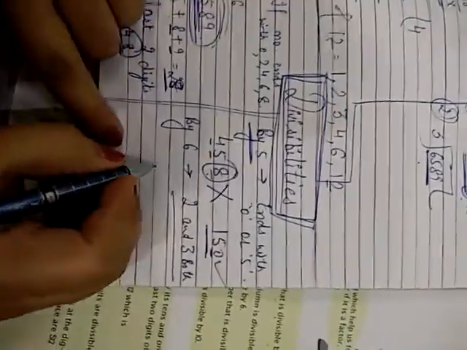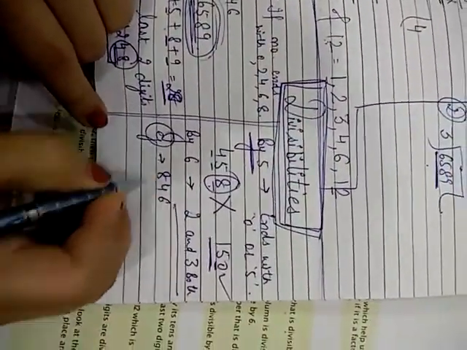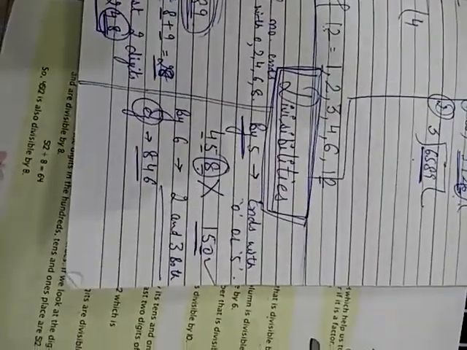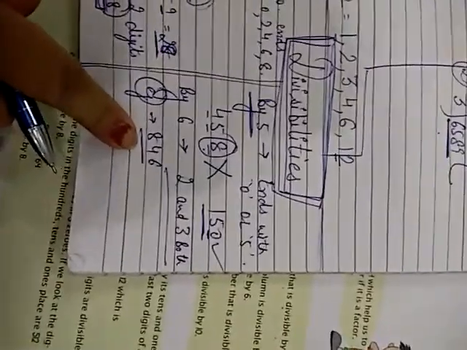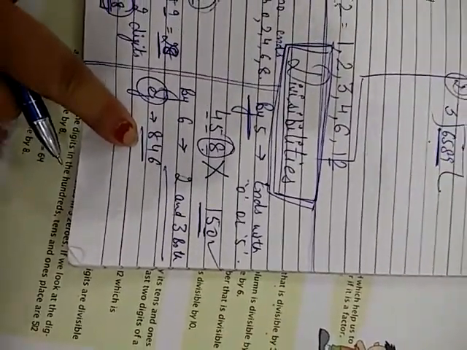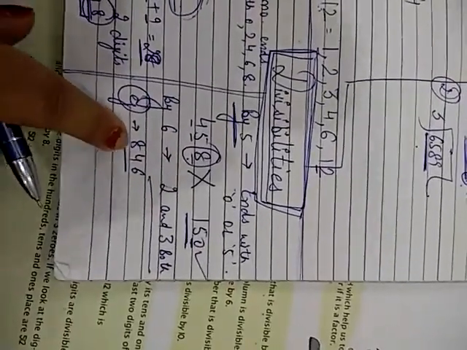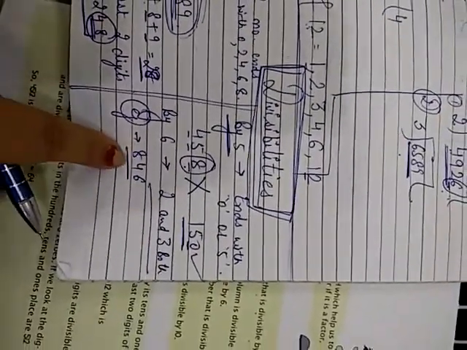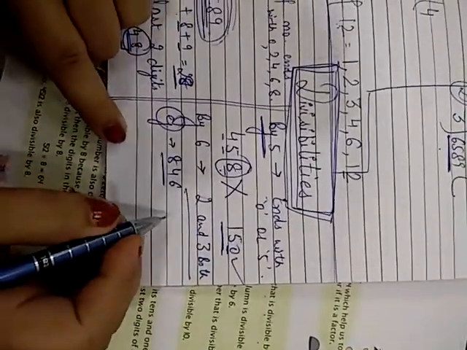So if the number is 486, this is the example I am giving you. First of all, you will check whether this number is divisible by 2 or not. Yes, this is divisible by 2 because it is an even number. Now check whether this number is divisible by 3 or not. How will you check this?